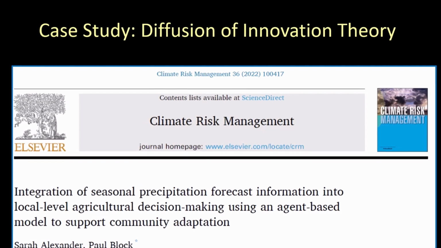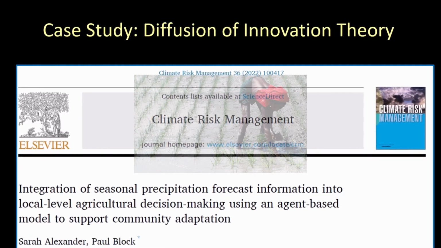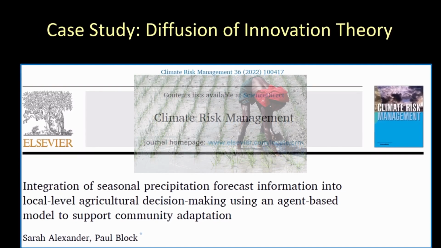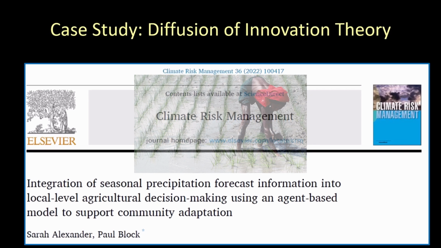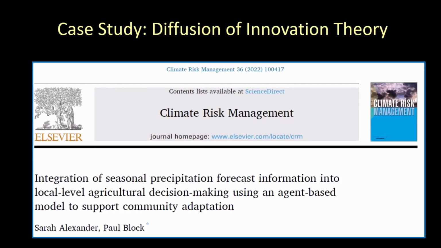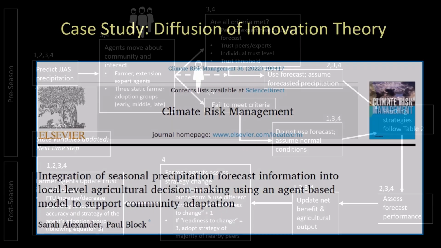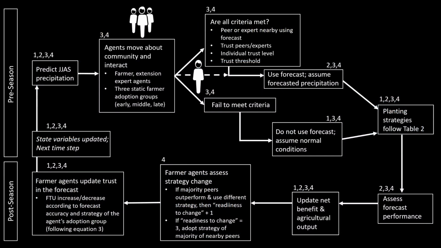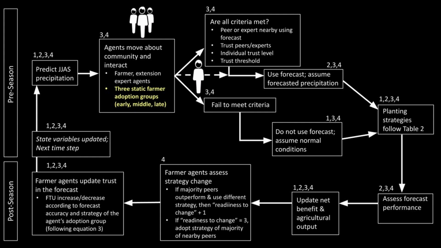A recent paper by Alexander and Bloch uses diffusion of innovation theory in a model of how farming communities in Ethiopia may use seasonal weather forecasts in deciding what crops to plant. In the model, a seasonal weather forecast becomes available, but farmers don't know how much to trust the forecast. Following diffusion of innovation theory, the farmer agents in the model are divided into 3 groups: early, middle, and late adopters. Early adopters are more comfortable with risk and have a more trusting attitude toward novel technology, so they're the quickest to use the new forecasts in their seasonal planning.